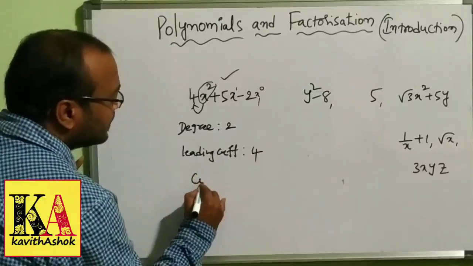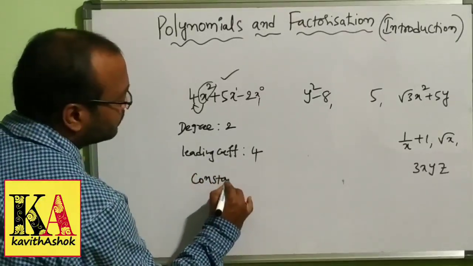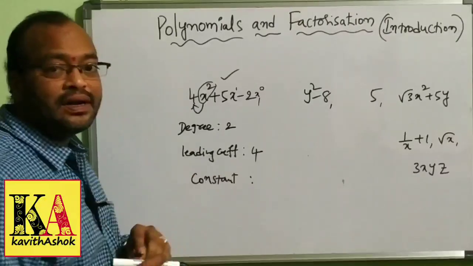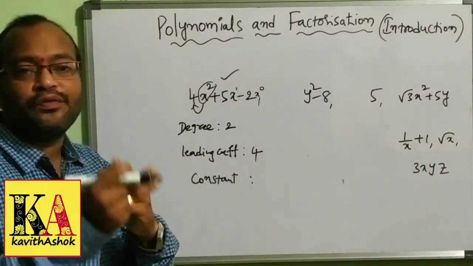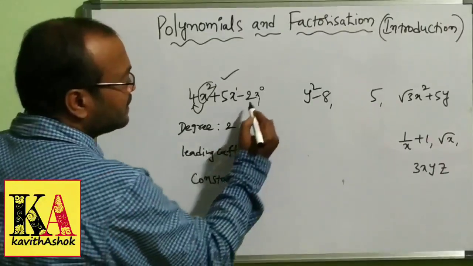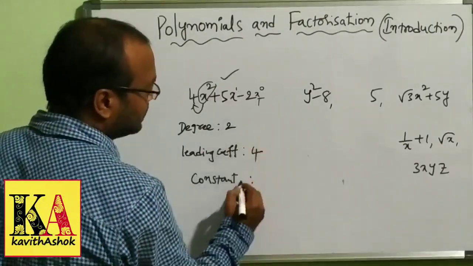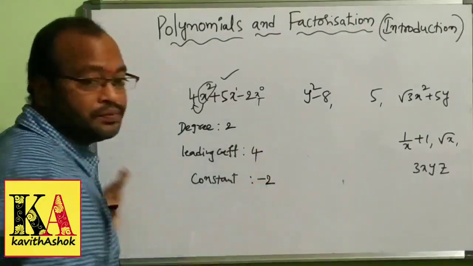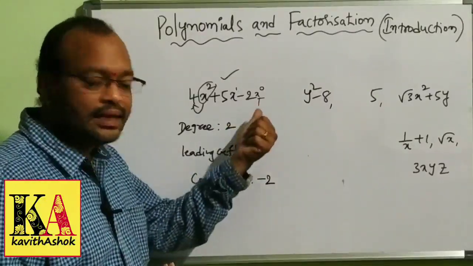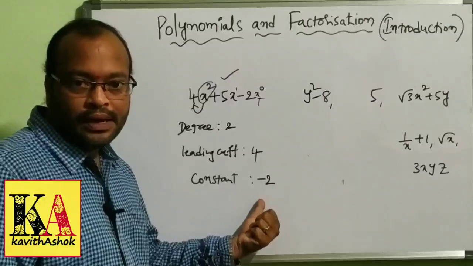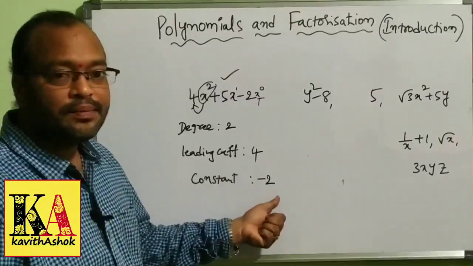What is the constant here? Constant means what? No x is there. Means the degree of x is 0. So the degree of x is 0 in the sense this one. So this is a constant. So that's why the constant is minus 2. Along with the sign we will take it; if plus is there, no problem. If minus is there, definitely we will take that along with the minus. So constant is minus 2.